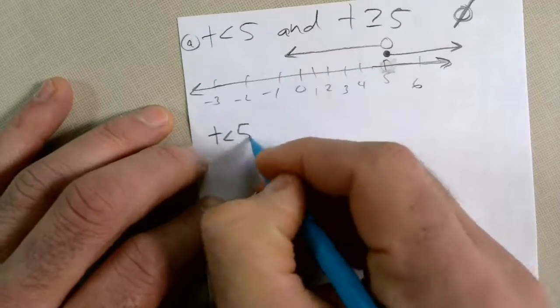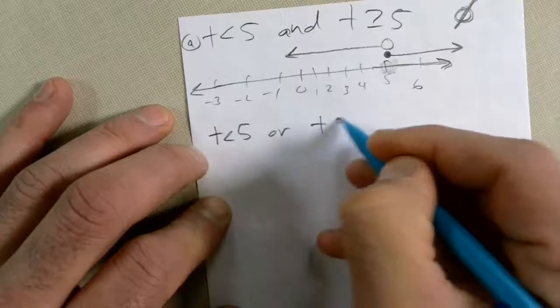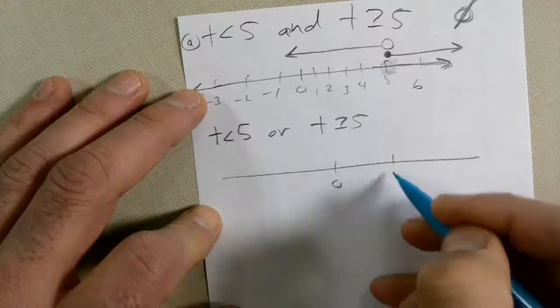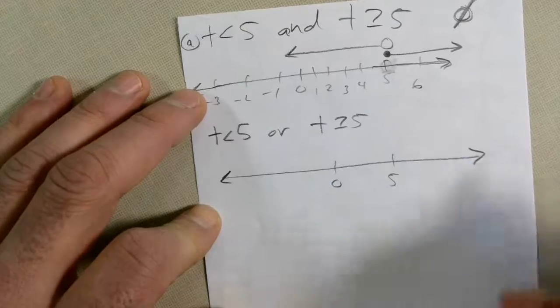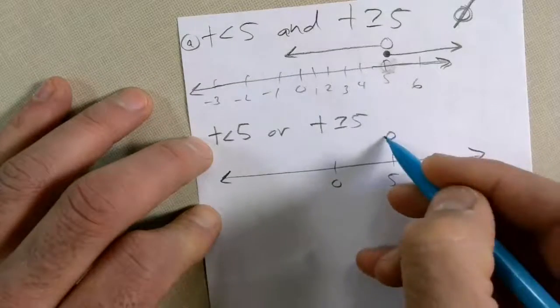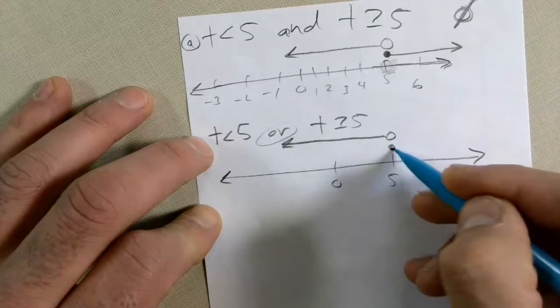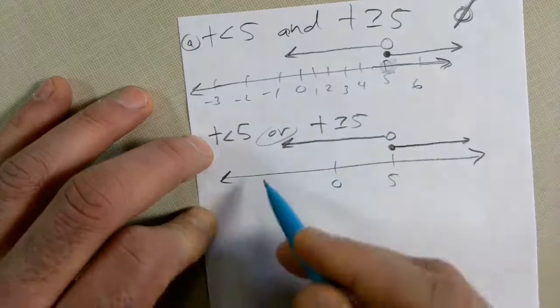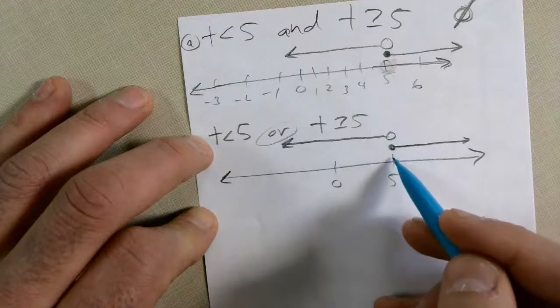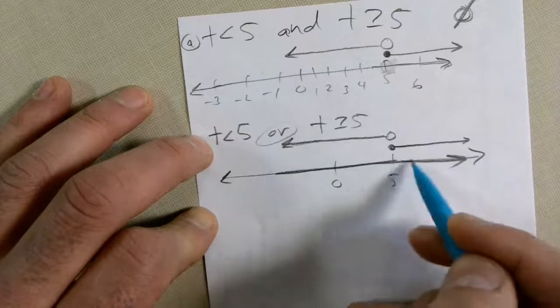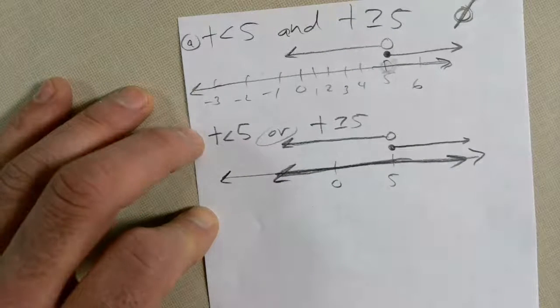Well, let's try the disjunction. What if I said t is less than 5 or t is greater than or equal to 5? Okay, so here we go. 0, 5. T is less than 5. There it is. Or t is greater than or equal to 5. Well, notice that our answer is any of this or any of this, so it's everything. It's any real number.